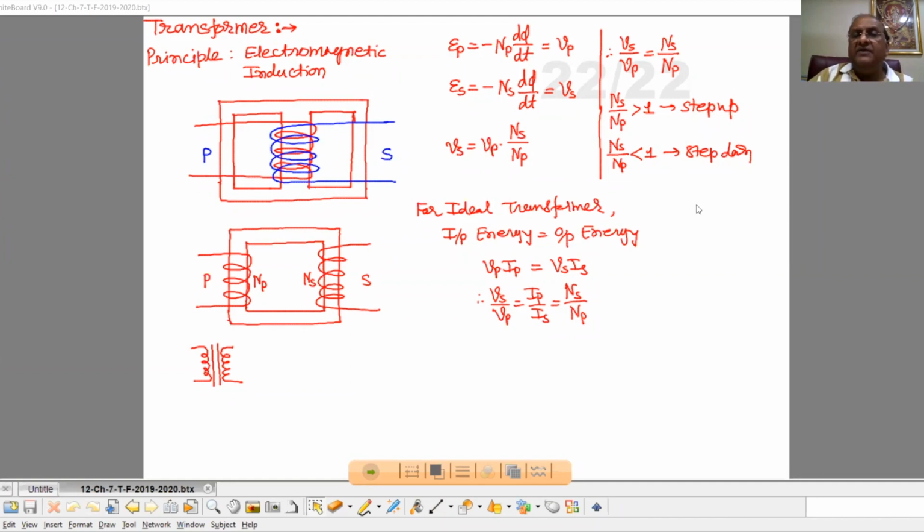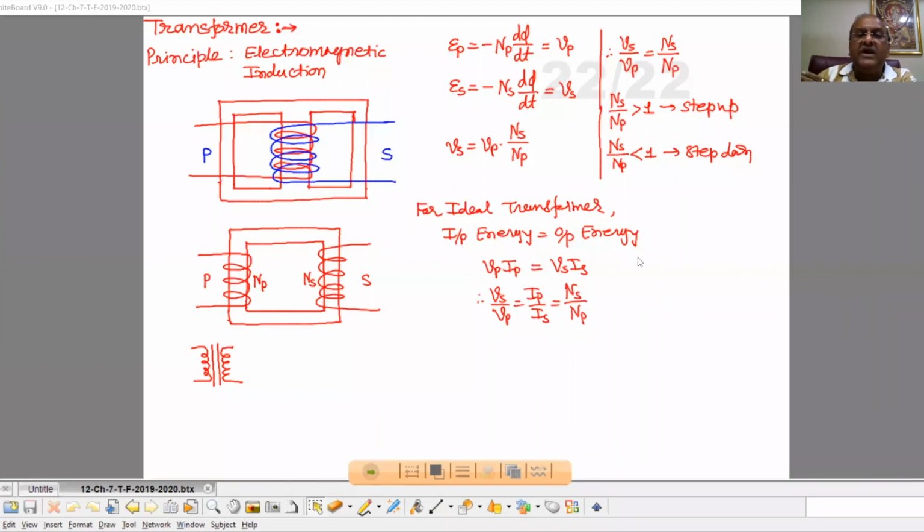Now, if we think about the ideal transformer, then for an ideal transformer, input energy is equal to output energy. So input supply Vp, input current Ip, then we can write Vp Ip is equal to output voltage Vs, suppose output current is Is, then Vs Is. So Vs by Vp is Ip by Is, that is Ns by Np.